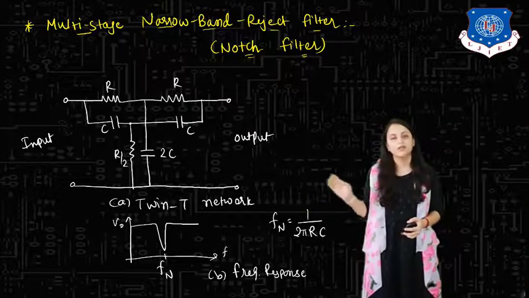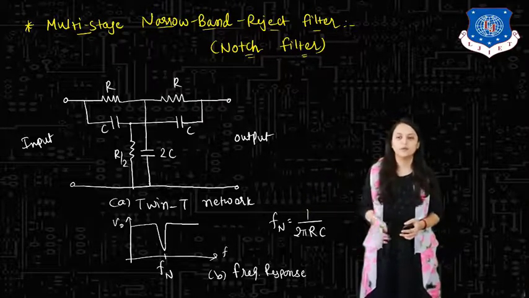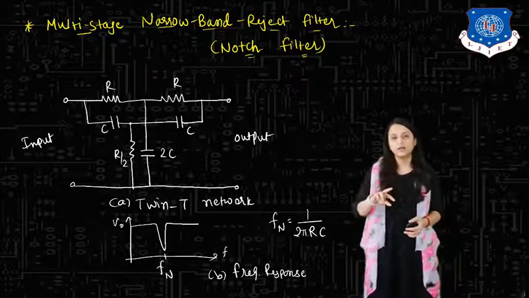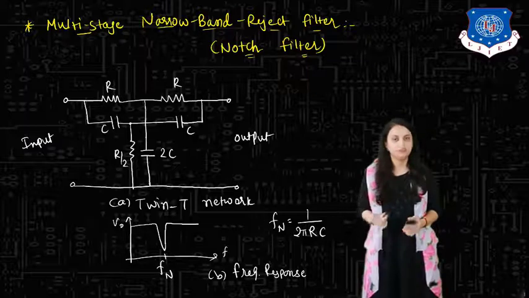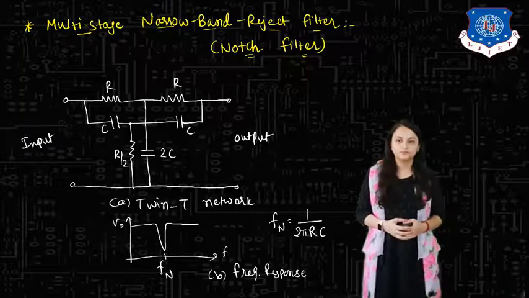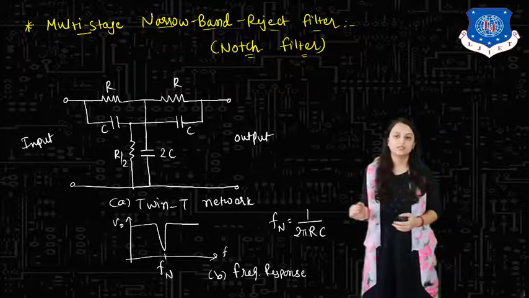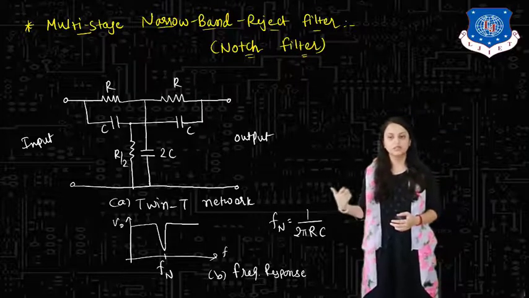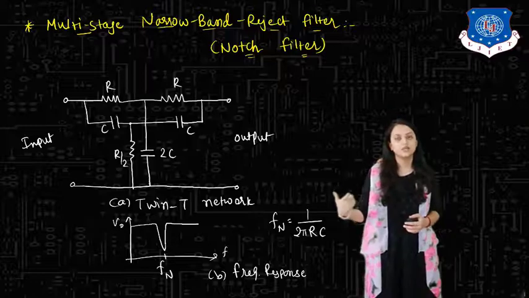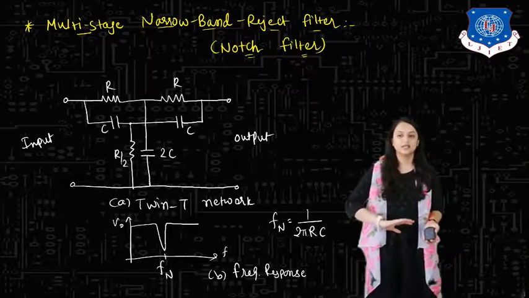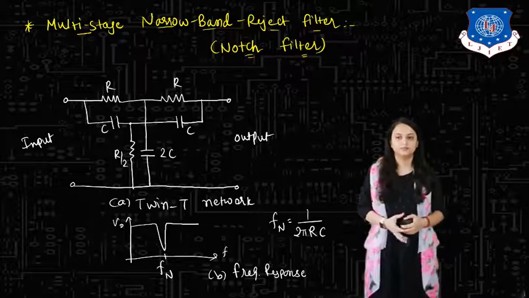I am repeating again. The first T is obtained by two resistances and one capacitance, and another T is obtained by two capacitors and one resistance. Remember the values as well. For the first T, the resistance values are R, R and the capacitance value is 2C. For the other one, the capacitance values are C, C and the resistance value is R by 2. Or else you can say the combination of that.